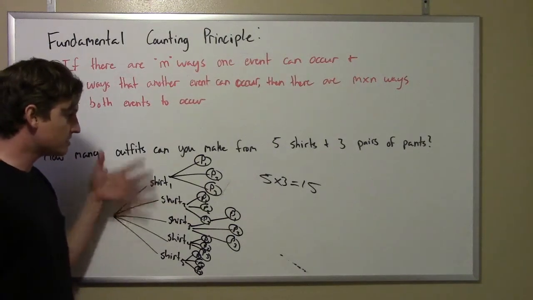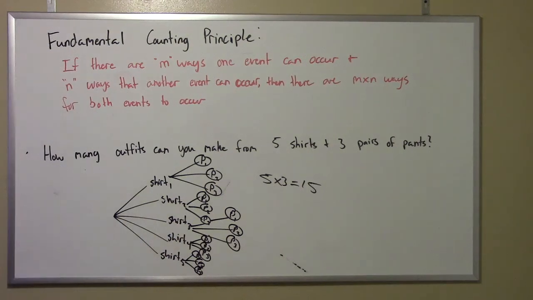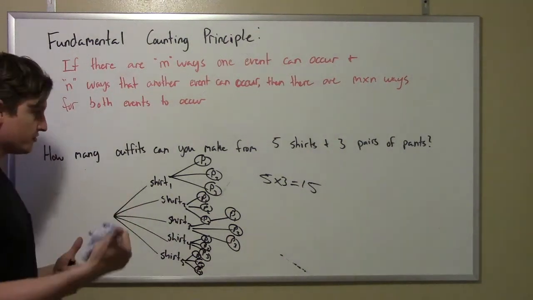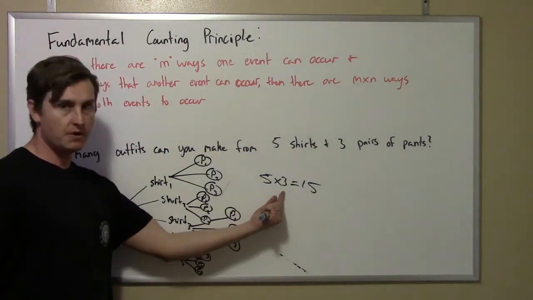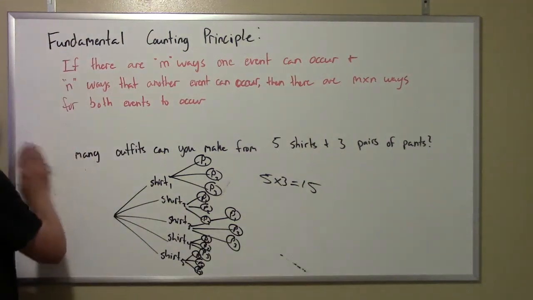5 different shirt options, but for each choice there, we have 3 different pants options. Okay, so the two events here are choosing a shirt and choosing a pair of pants. There's 5 ways to choose a shirt, and there's 3 ways to choose a pair of pants. So there's 15 different possible outfits that you can have.